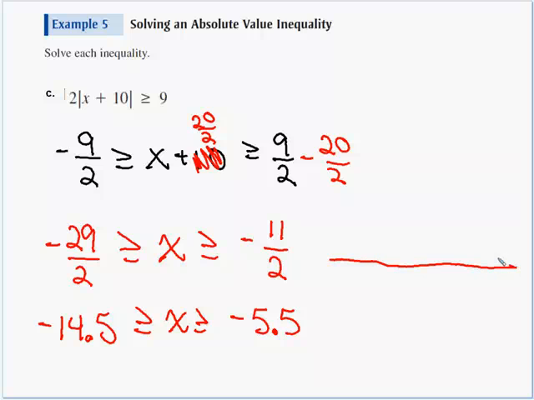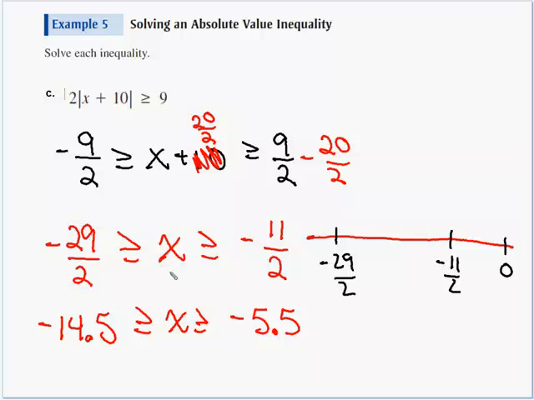And just a real quick graph. Now these are both negative, so be careful. This is another reason why I like to point out 0 most of the time when I'm graphing these. If this is 0, negative 11 halves might be about here, and negative 29 halves would be to the left of that. So greater than or equal to negative 11 halves means we're headed to the right from negative 11 halves, heading towards 0. Negative 14.5 is greater than or equal to x, means we're going to be here at negative 29 halves, headed to the left. There we go.